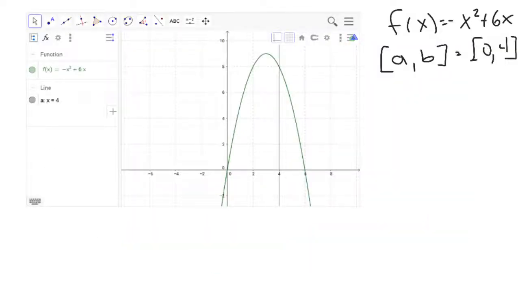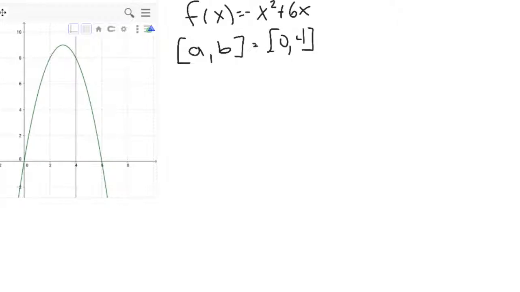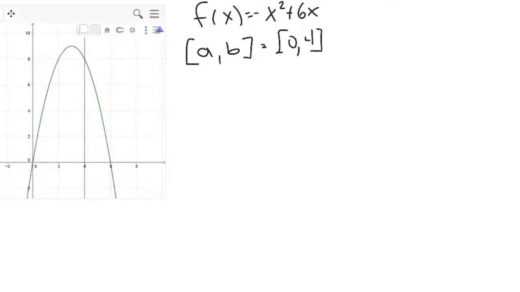So let's find the area under the curve between 0 and 4. So a is 0 and b is 4. I've written what f of x is in the corner here, and you see it right here as well. Now what I'm going to do is move this over to the side so that I have more room to work. Now the area under the curve, as we've covered before, is the limit.